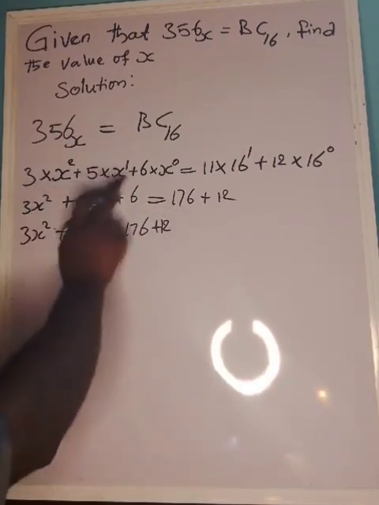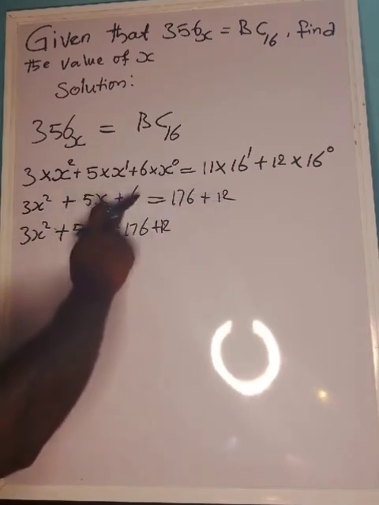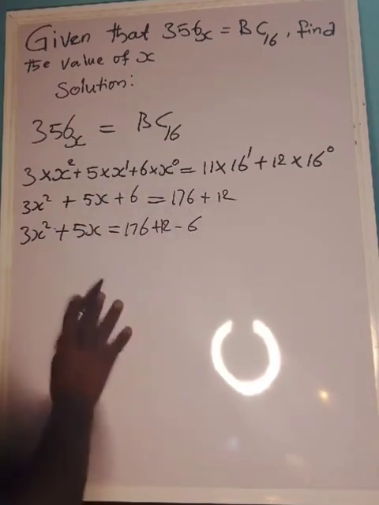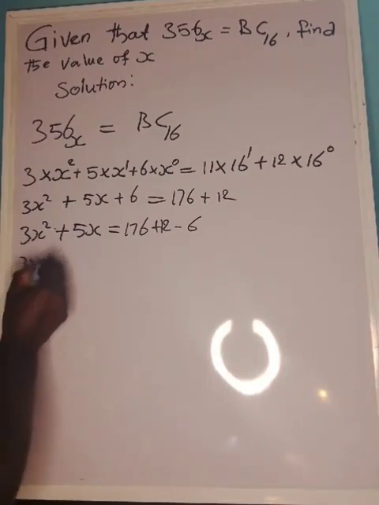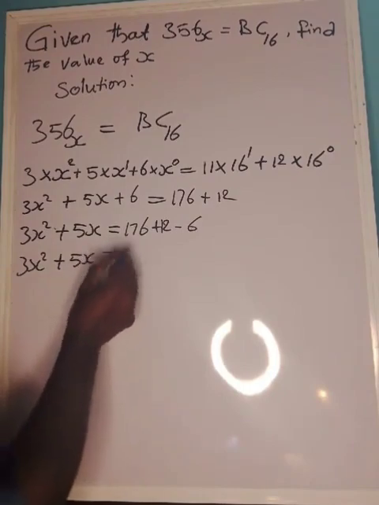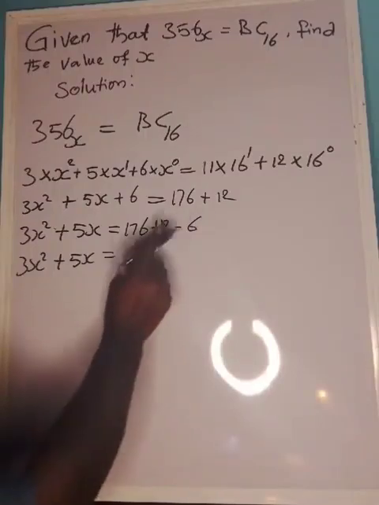Now you are moving 6 across the sign of equality to join the like terms. Whenever a positive number is crossing, it will change to minus. So you have minus 6 here. So we have 3x squared plus 5x equal to 176 plus 12 minus 6, which is 182.